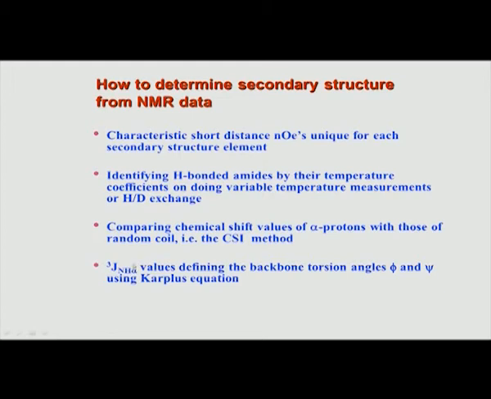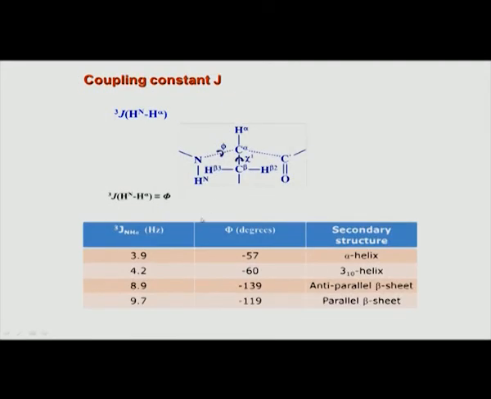Another approach is to look at the 3 bond J coupling, and this coupling is easy to measure. It is the backbone NH H alpha coupling, which helps you to find out the torsion angle. If you recollect, in the J coupling part of this course we saw that there is a relation between 3 bond J couplings and the torsion angles via the Karplus equation. If we look at this slide here, at this HN H alpha coupling, this is one bond, 2 bond and 3 bond.